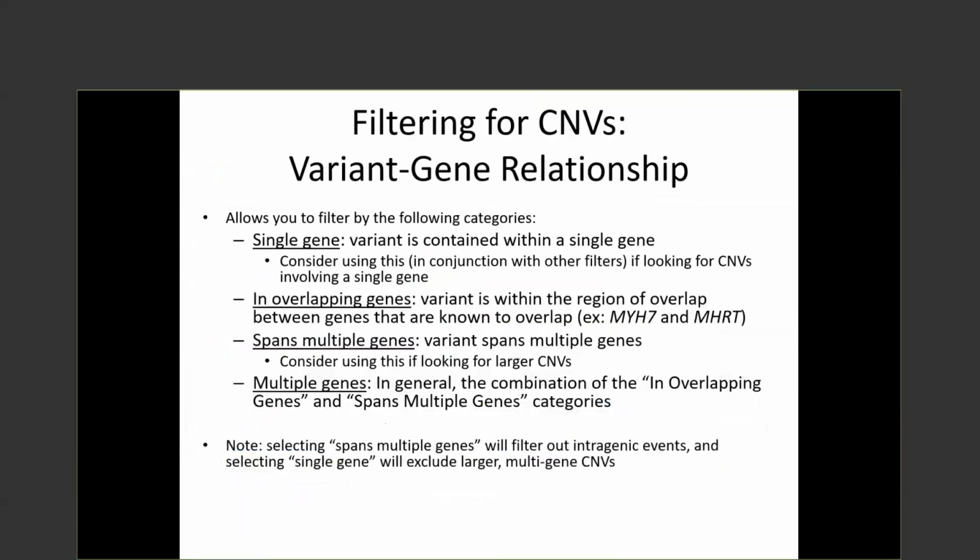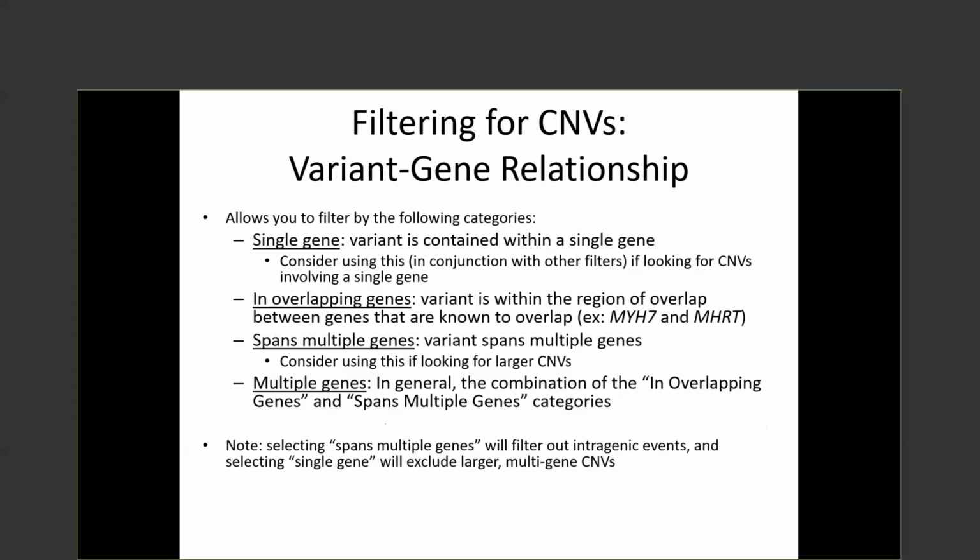Another filter you might be interested in is the variant gene relationship filter. This is to help you narrow your results based on whether or not you're interested in variants limited to a single gene or that involve multiple genes. And there are currently 4 filtering options: single gene, which limits to variants contained obviously within a single gene; overlapping genes, which limits to variants that fall within the region of overlap between genes that are indeed known to overlap, such as MYH7 and MHRT; spans multiple genes, which limits to variants that involve more than one gene; and multiple genes, which is the combination of overlapping genes and spans multiple genes.